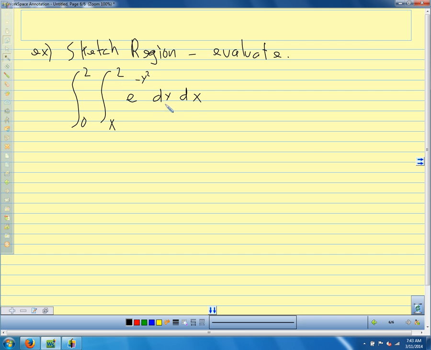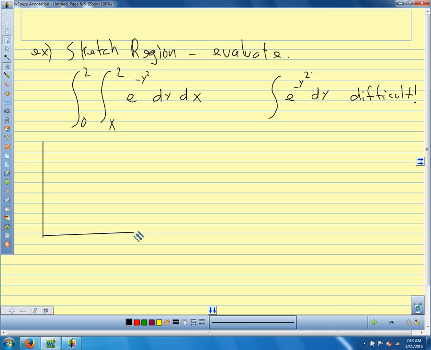To evaluate this integral, we would have to evaluate e to the minus y squared dy. Do we know how to evaluate that? That one is a very tough one to evaluate. So the integral of e to the minus y squared dy is difficult. We don't have a du to do a u substitution. This is going to be a difficult integral. So let's sketch the region and switch the order of integration, see if that helps us simplify this integral.